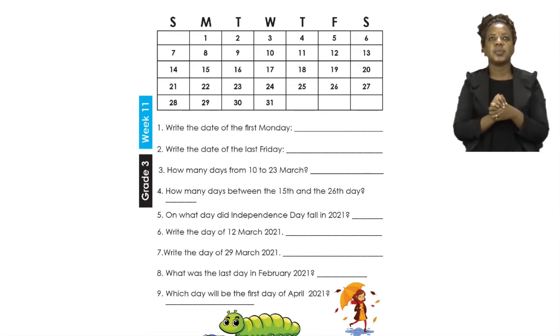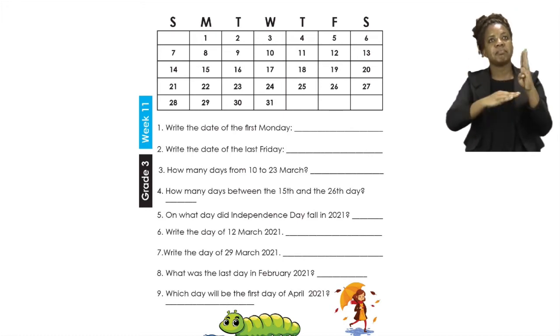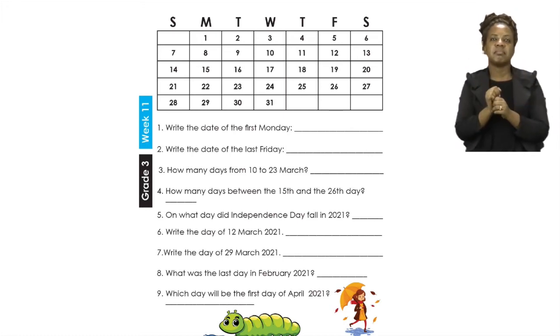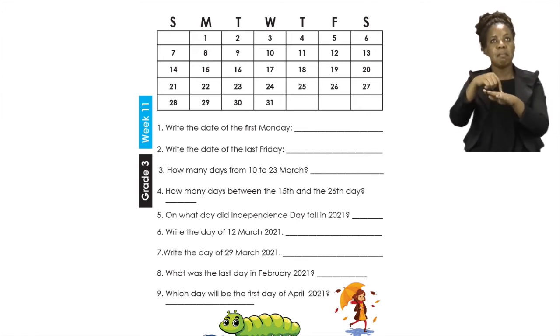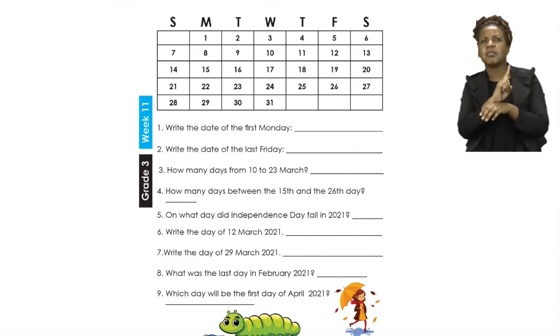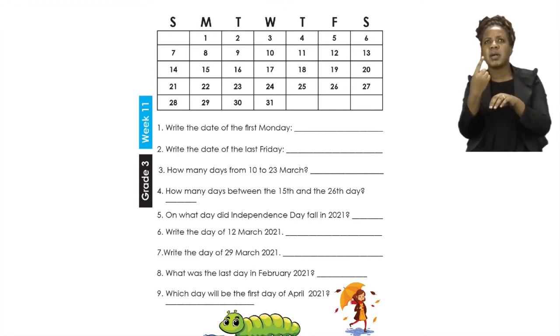Let's read number 1 together. Number 1 says, write the date of the first Monday. Write the date of the first Monday. Now we can see that the 1st of March is on a Monday. You can see that we have a 1 right under our M. But how do we write our answer?